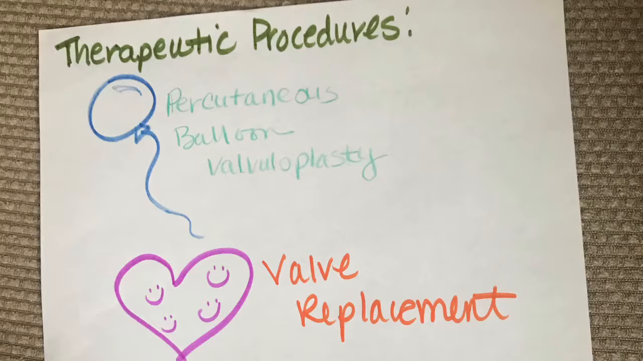Therapeutic procedures. The patient may have a balloon placed. This is going to be a catheter inserted through the femoral artery and advanced to the heart. The balloon's then inflated at the stenotic lesion, and it's going to open to help the blood flow better. Or the patient may have valve replacement, and this is going to be where, plain and simple, the damaged valve is replaced in the heart.